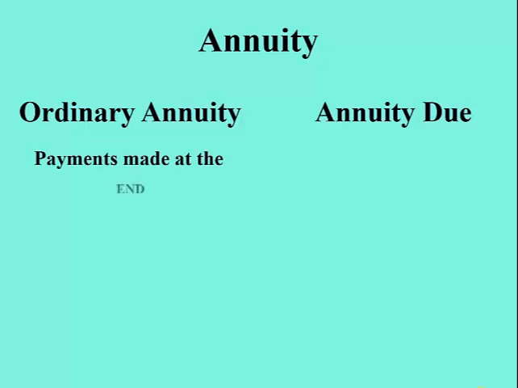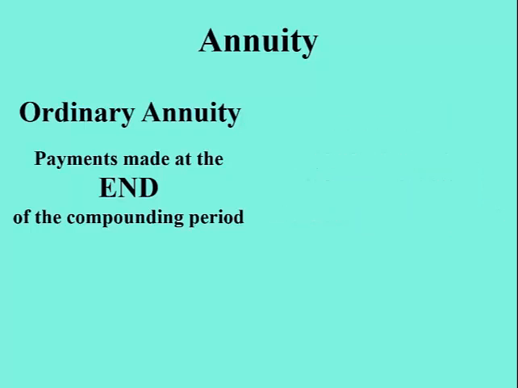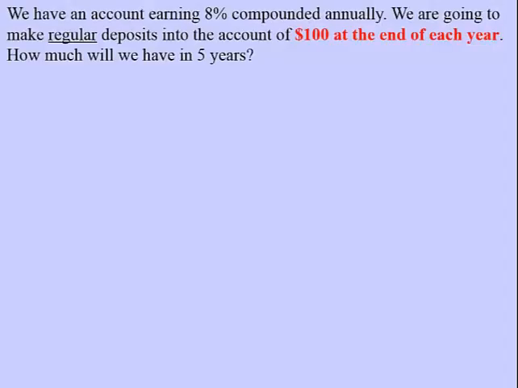The ordinary annuity is the one where the payments are made at the end of a compounding period, and the annuity due are payments made at the beginning of the compounding period. We're going to be taking a look at ordinary annuities in our chapter, and we don't do the annuity dues. You can figure that one out later if you need to. However, here is a situation where we have an account. We're making regular deposits into the account, $100 at the end of each year. And here's an example of how that works.